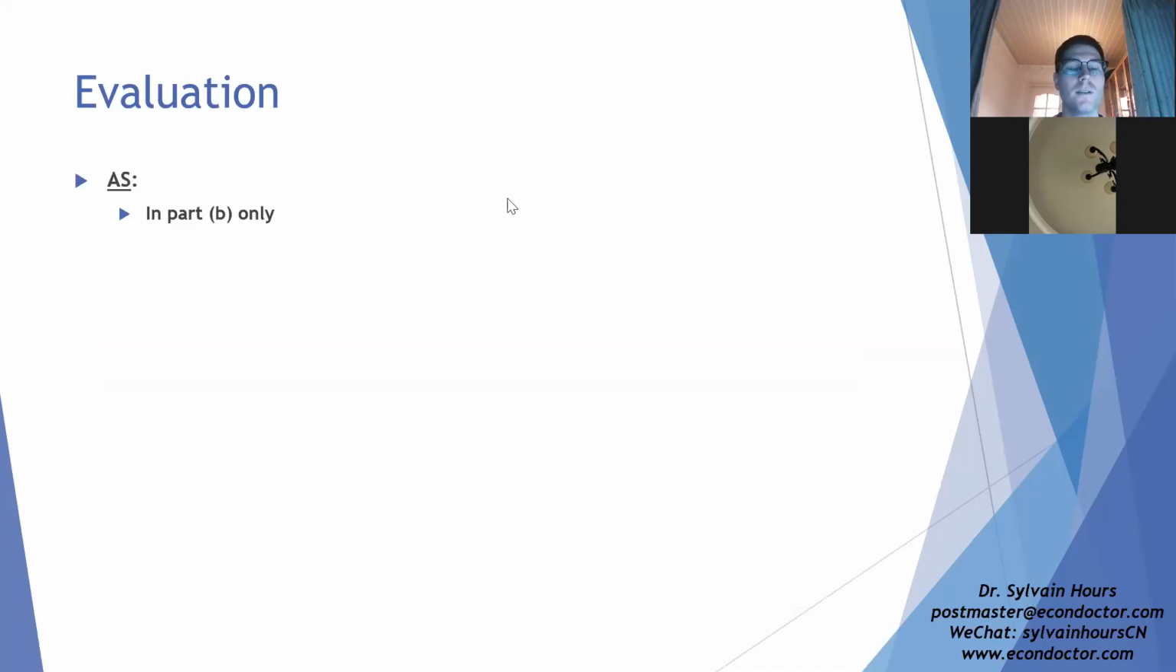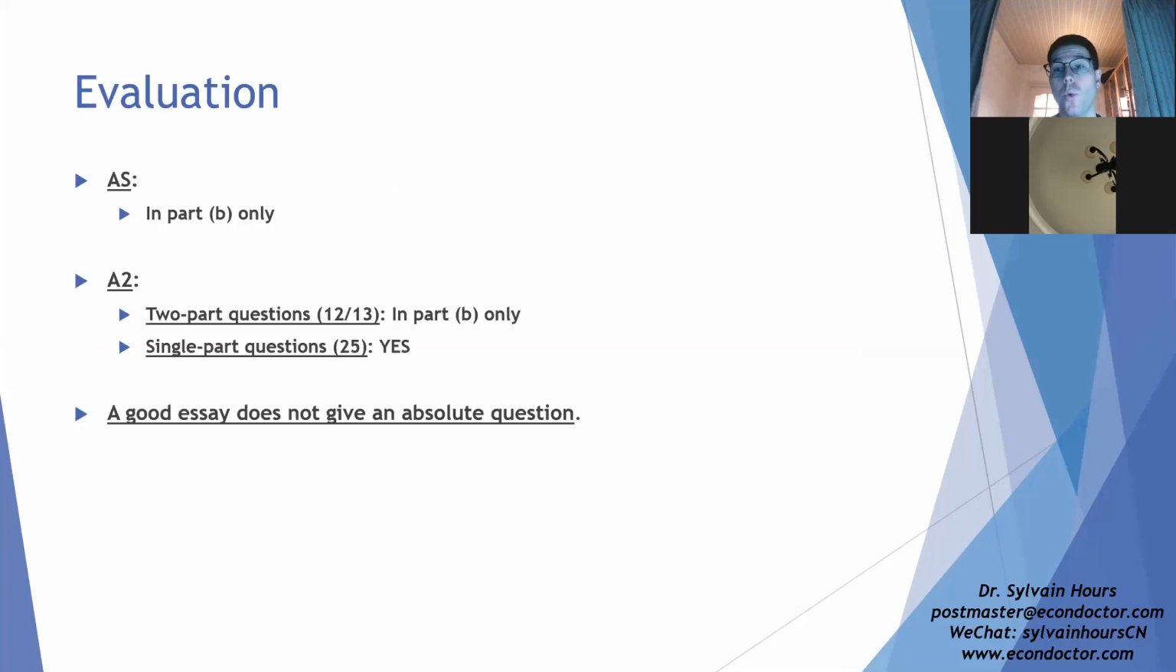So when will your students be expected to write an evaluation? It's not always. In AS, that's only going to be in part B. For part A, you will only have knowledge and understanding, application and explanation. Your students are not assessed on their evaluative skills in part A, but only in part B. In part B, there should always be an evaluation, some evaluative comments. And in A2, it depends.